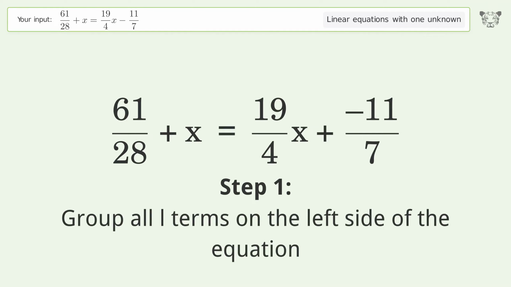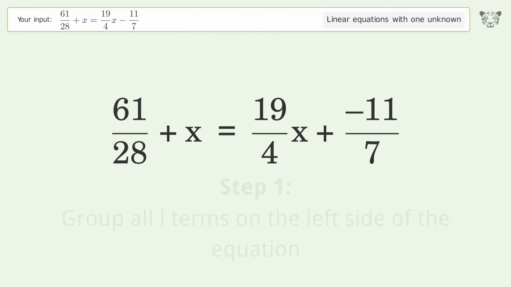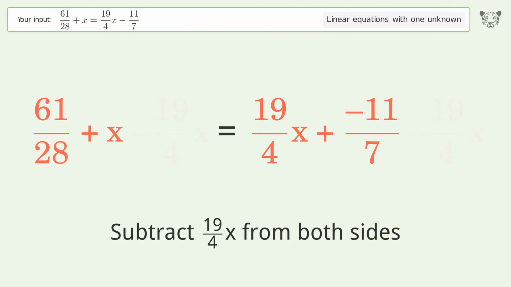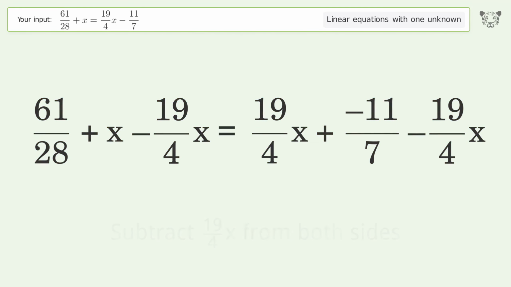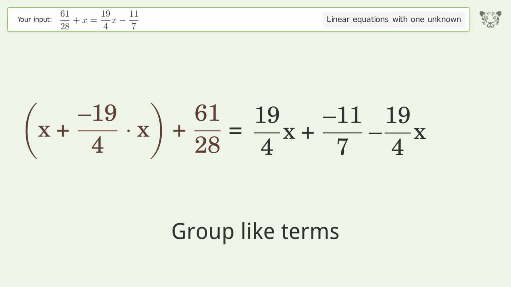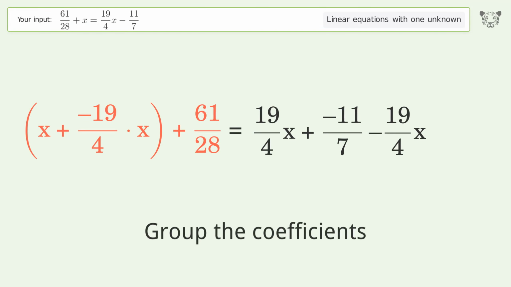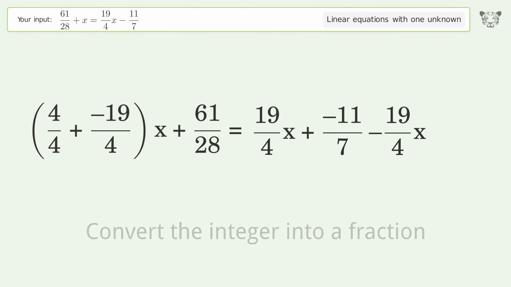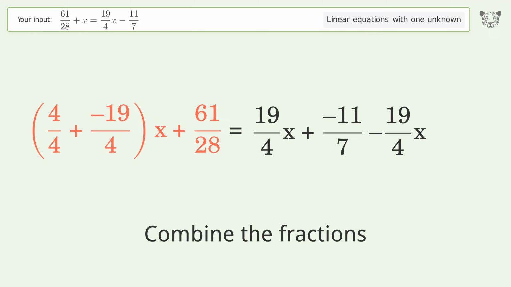Group all x terms on the left side of the equation. Subtract 19 over 4x from both sides. Group like terms. Group the coefficients. Convert the integer into a fraction. Combine the fractions.